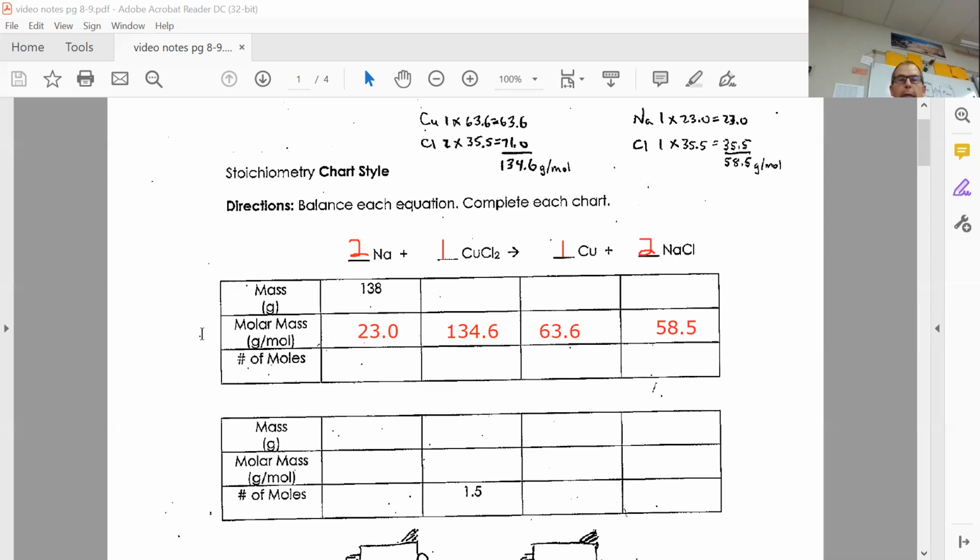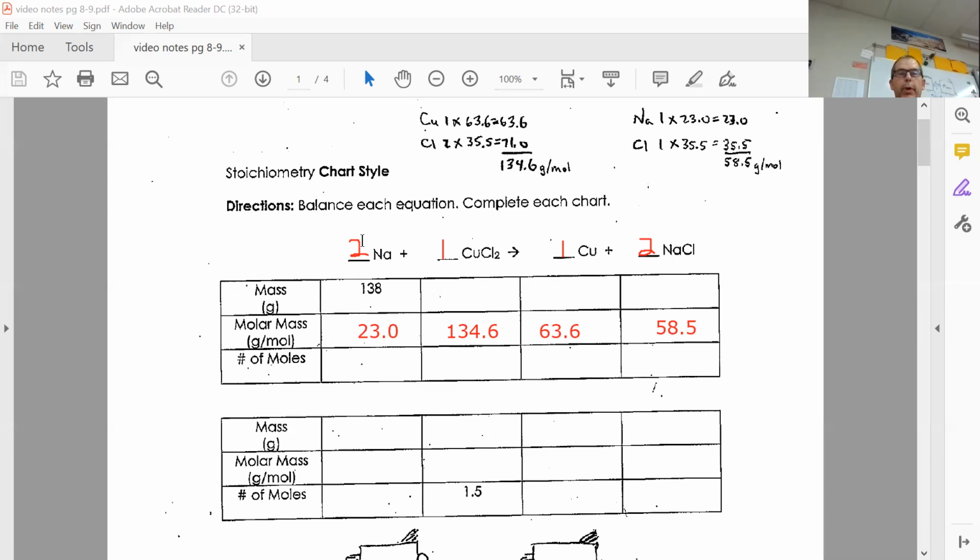Okay, so we have this right here. Notice for the molar mass, even though there's two sodiums, I just take the molar mass of sodium. I don't double it because of that 2. Or I take the molar mass for sodium chloride. I don't double it with the 2. Just include the molar mass that's given. We'll account for mole ratios with that 2 in the next step.